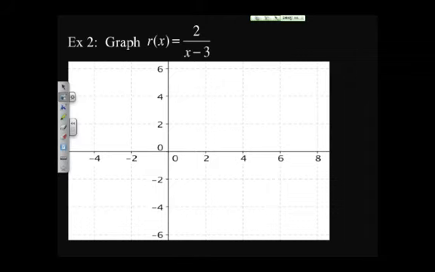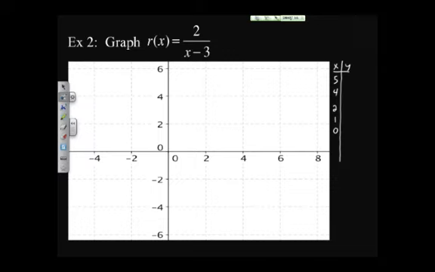So what we want to do here with this graph is make a quick t-chart to get an idea of what this looks like. So let's make a quick t-chart over here. If we put in, let's say, a 5 and a 4 and a 2 and a 1 and a 0.